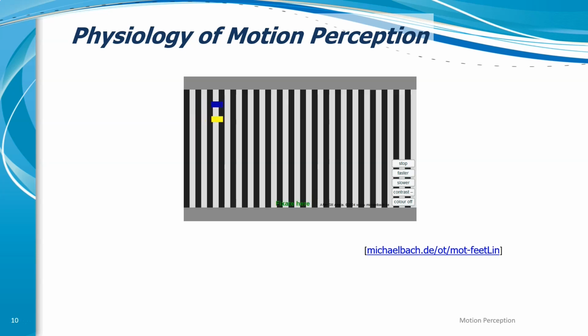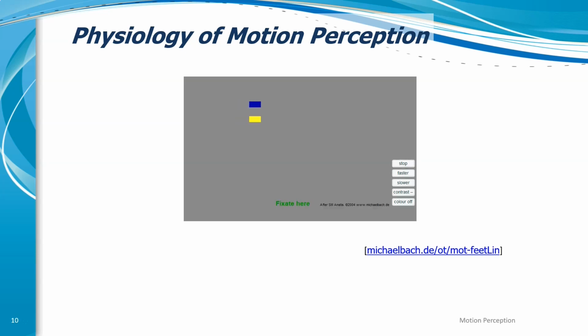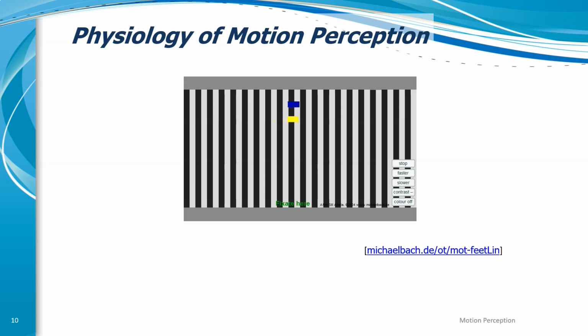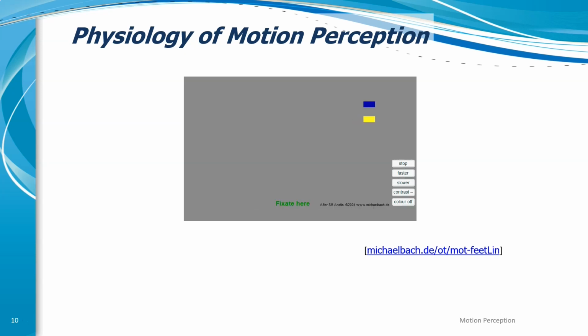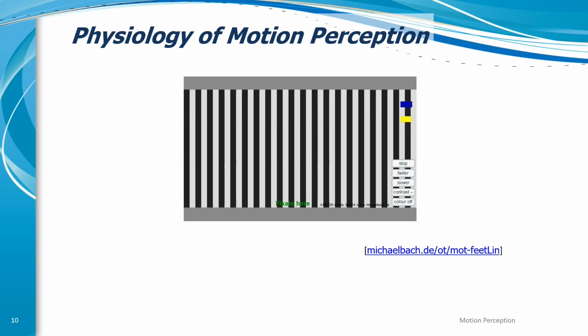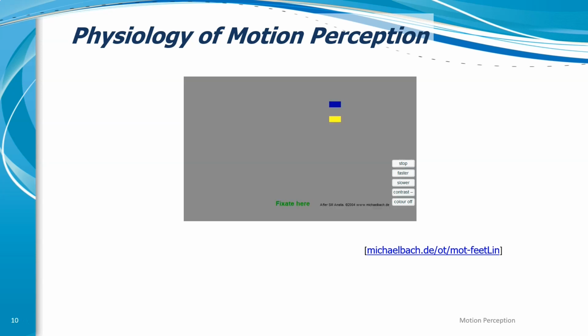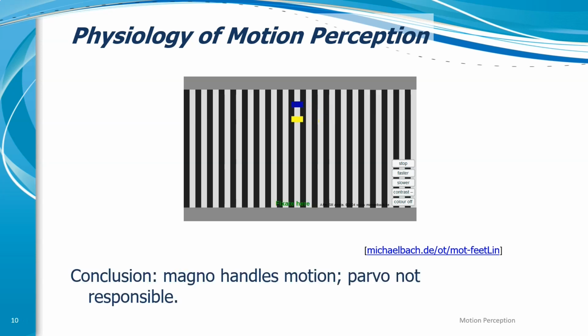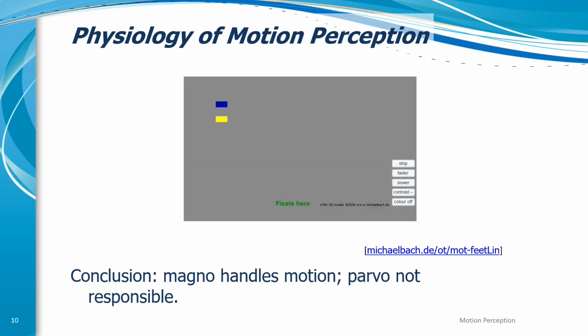But when the vertical black and white lines appear, the dark blue rectangle seems to blend into those black lines, and the yellow square kind of blends into the light gray lines a little bit. This is the best I can do to show you isoluminant stimuli. We can conclude from this that the magno system handles motion.